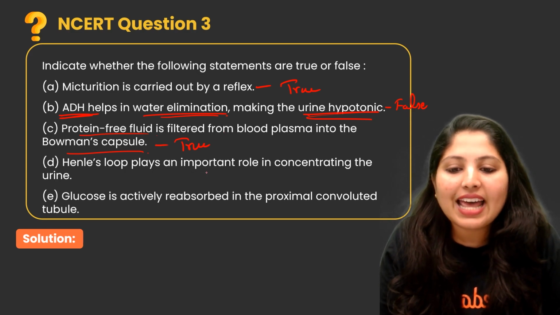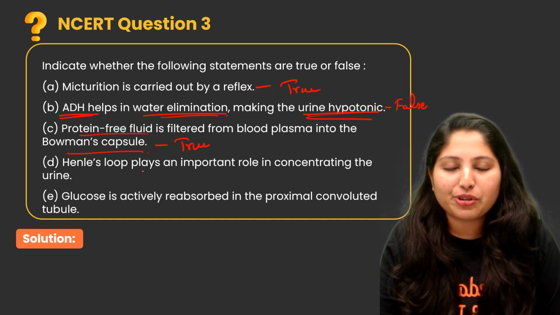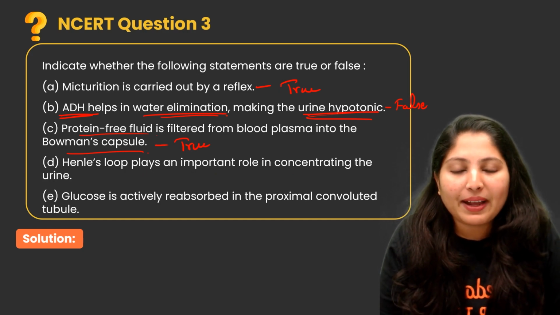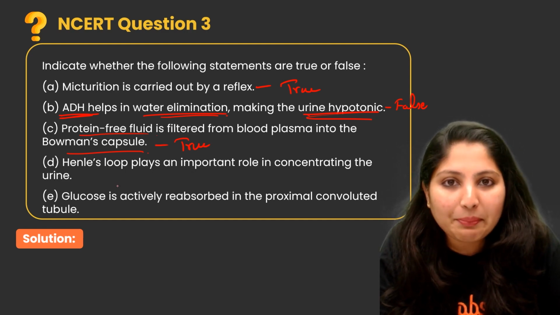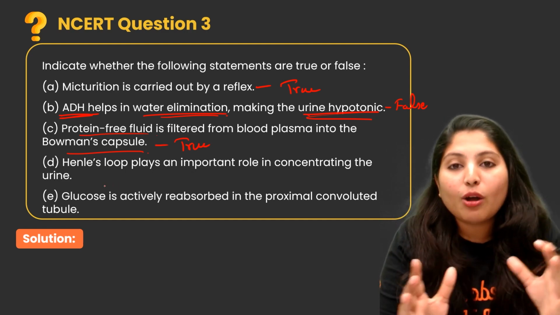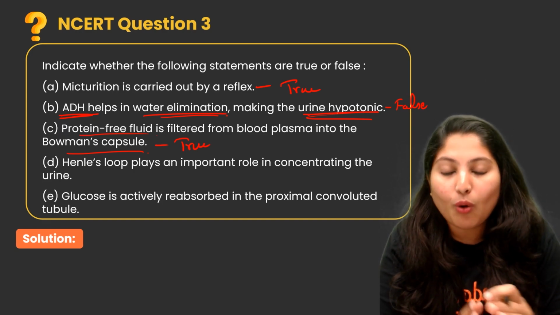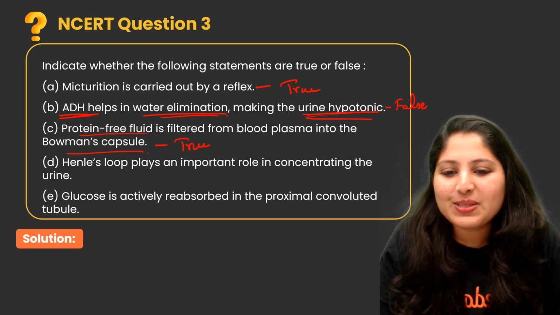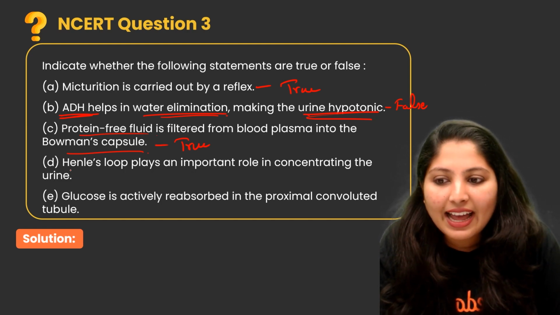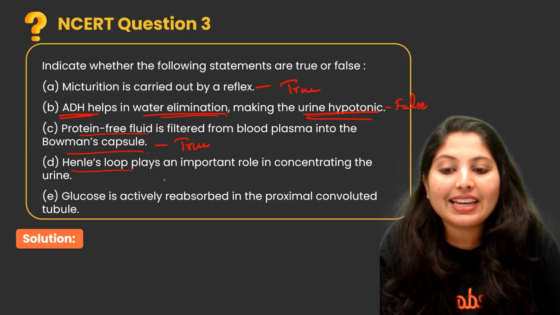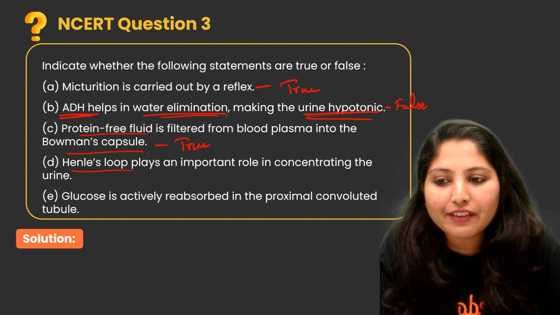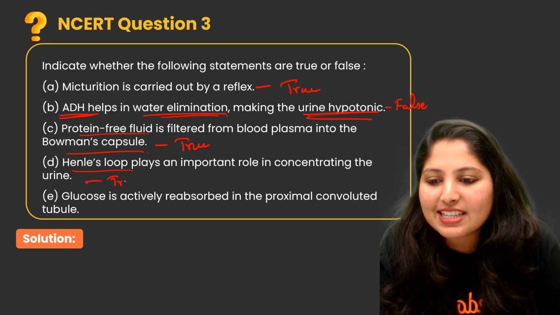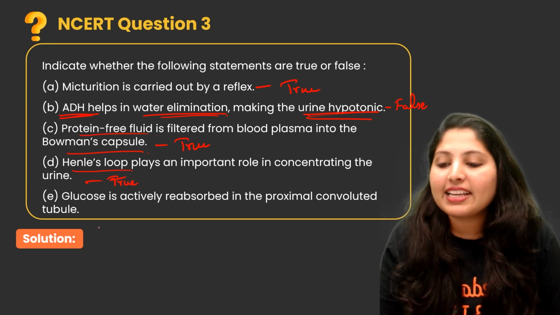The next one: Henle's loop plays an important role in concentration of the urine. You know what is meant by the counter current mechanism, right? In the counter current mechanism, what is going to happen? The concentration of the urine, right? So this is correct. Henle's loop plays an important role in concentration of the urine by counter current mechanism. This sentence is true.